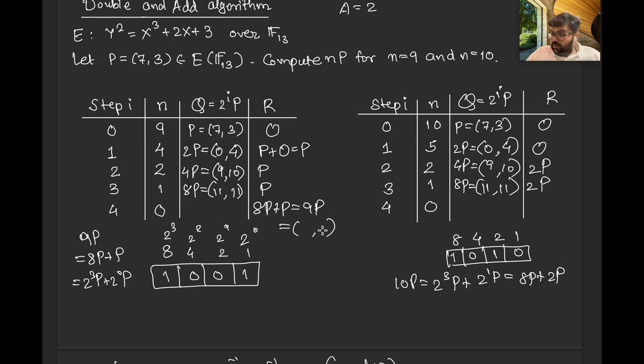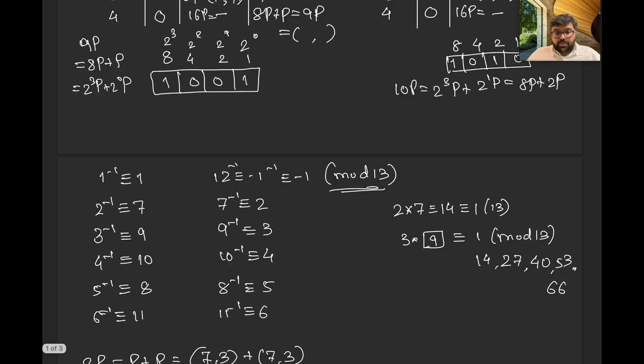What happens? Same thing here. Divide by 2. 1 is divided by 2. Quotient is 0 times 2 plus 1. So remainder is 1. So these two are added. 8p plus 2p. Okay, so here we have 10p, 8p plus 2p. Here it is added. And since the quotient is 0, now 16p we don't need to compute. So just final calculation remaining here. 8p plus p and 10p, so 8p plus 2p. 2p is 0, 4. Okay, so first let us compute 8p plus p and then 8p plus 2p.